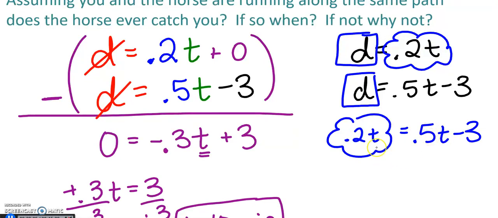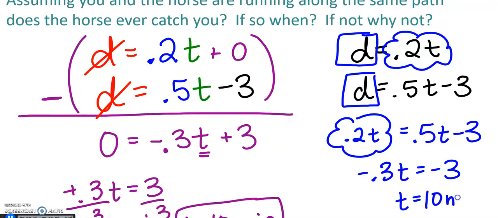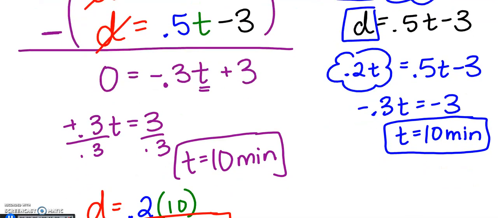From here then, I can solve this. If I subtract this 0.5t to the other side, I get negative 0.3t equals negative 3. Solve for t, I still get 10 minutes, right? If you divide by the negative 0.3, 10 minutes, I can plug it back into either one of these equations, and I still get my distance of 2.